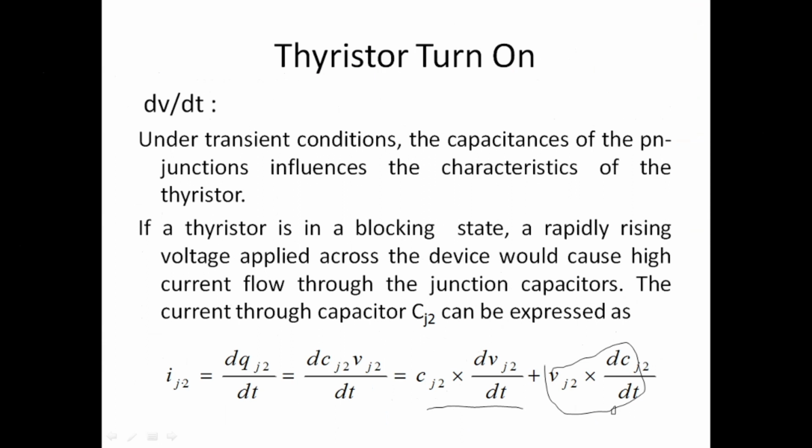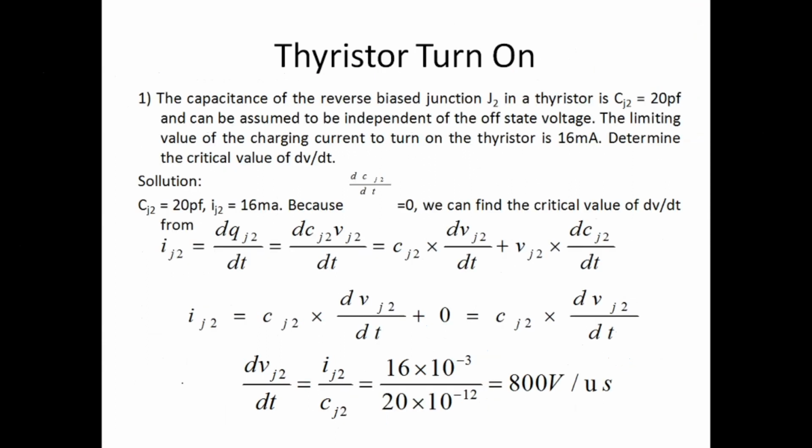High charging current flows, and its formula is I = Cj2 dVg/dt. That charging current will increase ICBO1 and ICBO2. Because of that, alpha 1 plus alpha 2 will increase, and again IA will increase. This may cause a regenerative action or positive feedback effect, and because of that the SCR may turn on.